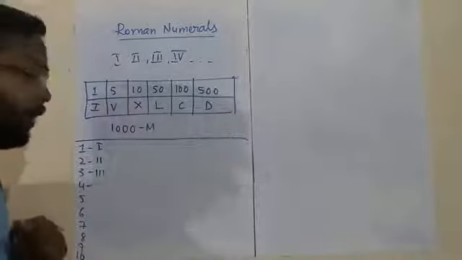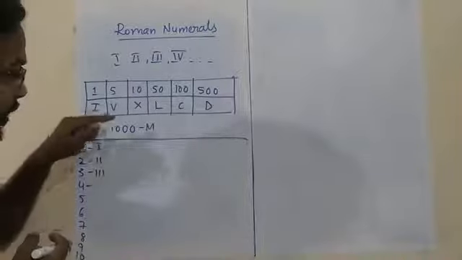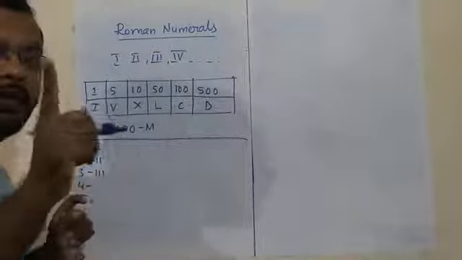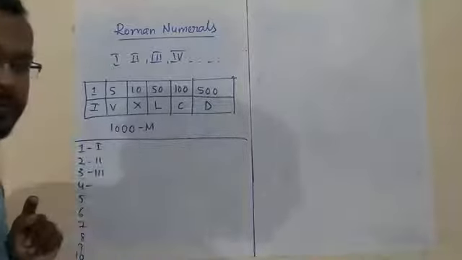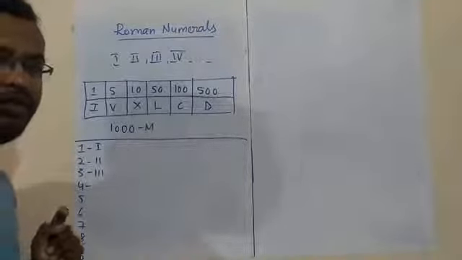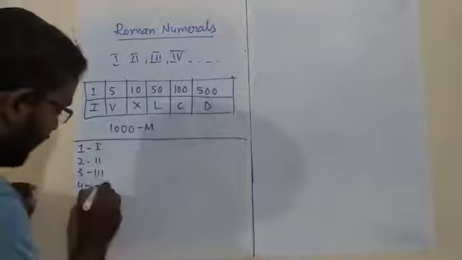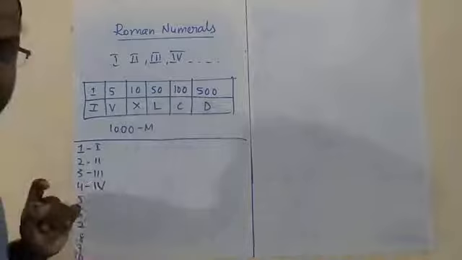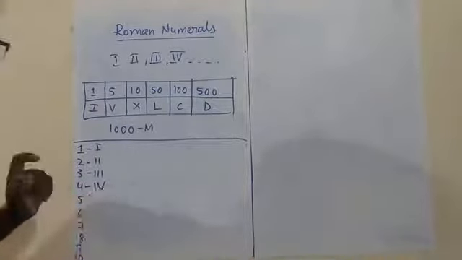Then how to write 4? We have 5. From this 5 we have to subtract 1. We have to take out 1 from this 5, so then it is going to become 4. So 5 is there, and from here I am taking 1. So IV will become 4.